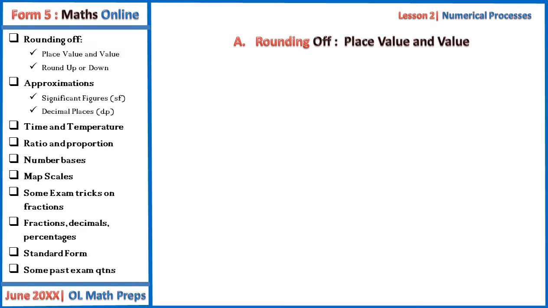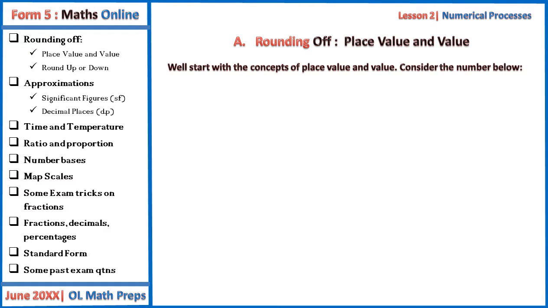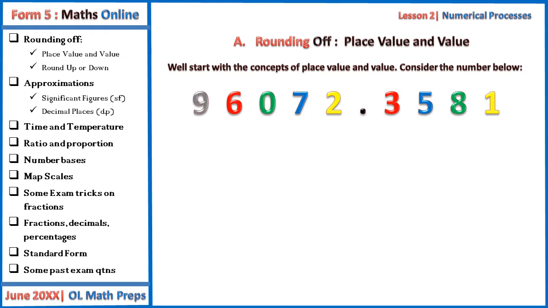The first part of this lesson is about rounding off, and it consists of place value and value. We will start with the concepts of place value and value, and let us consider the number below. The place value is all about the position of the digits in the number. For example, in primary school, we talked about hundreds, tens, and units. Those are the various positions occupied by the digits in a number. These are the same concepts we are going to be applying here.